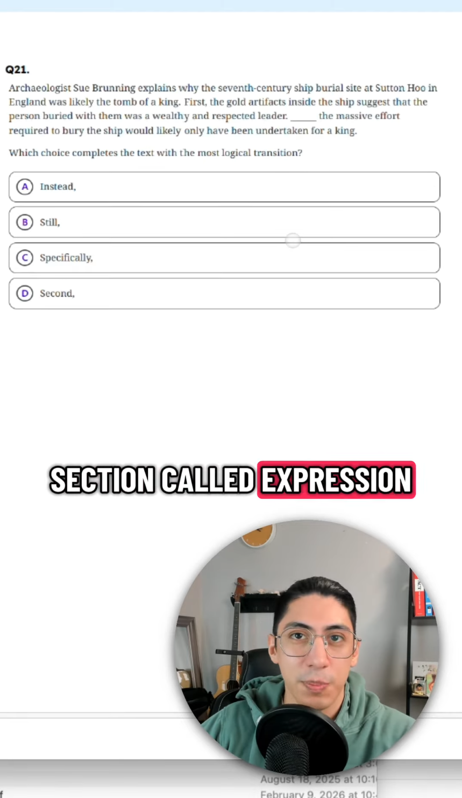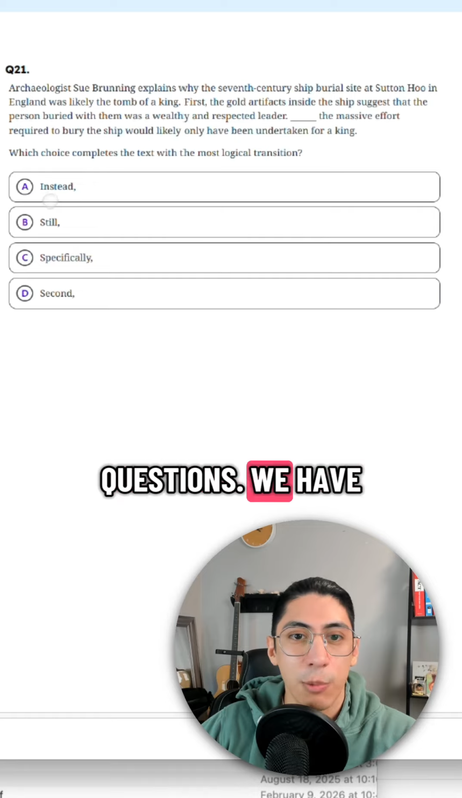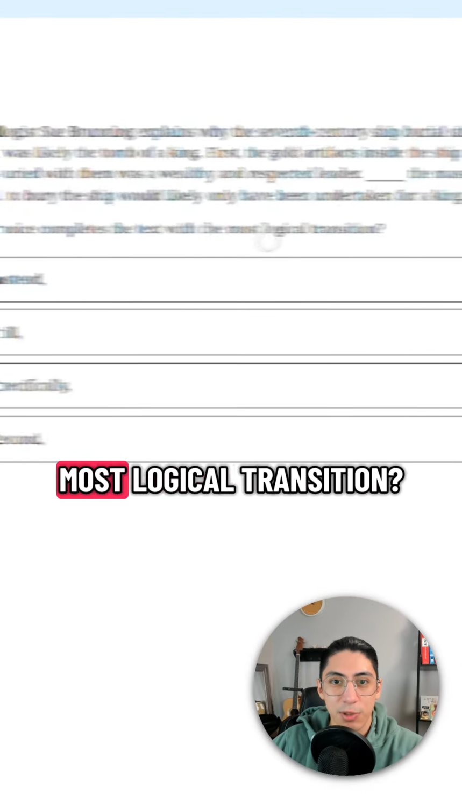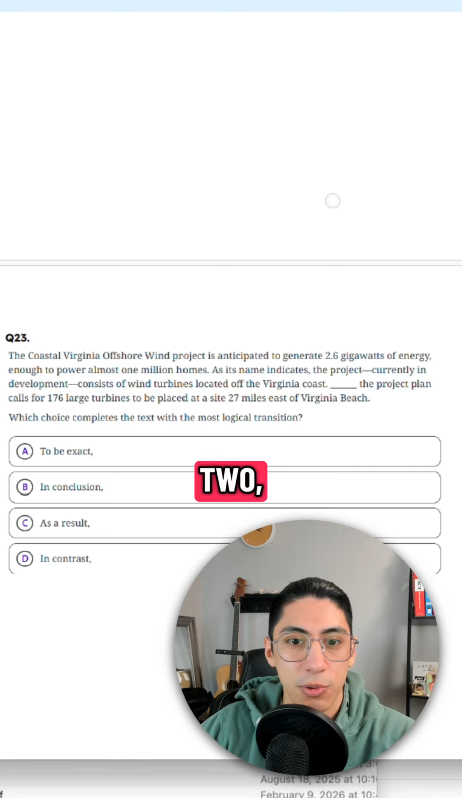Afterwards, we have a section called expression of ideas. These are nice questions. We have transition words that we have to plug in. There's always a few of these. They'll say which choice completes the text with the most logical transition. Here's 1, here's 2, here's 3.